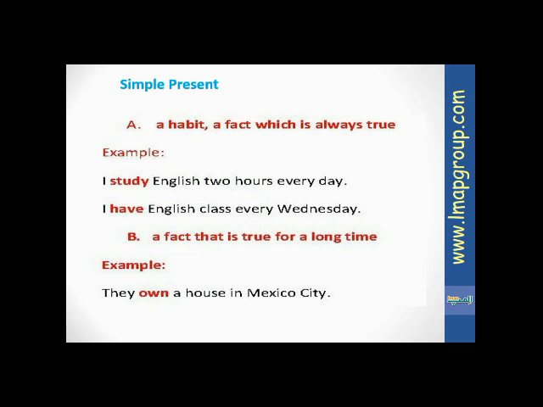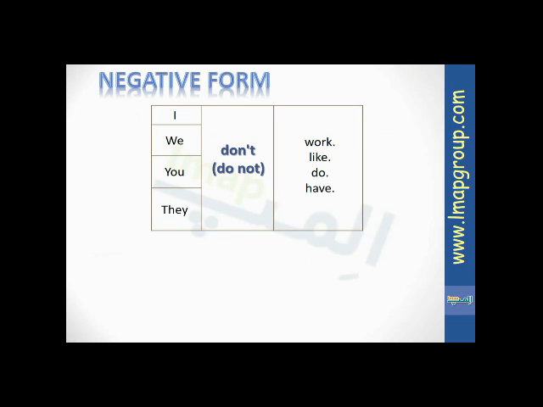Okay. Negative form. When we want to make those sentences that we just read in simple present negative, we just add don't or do not before the main verb.